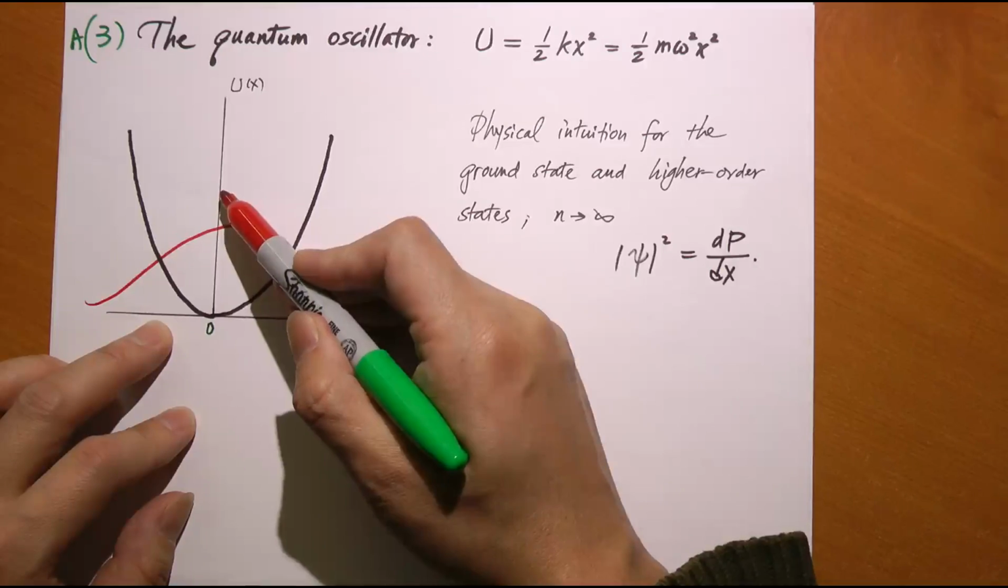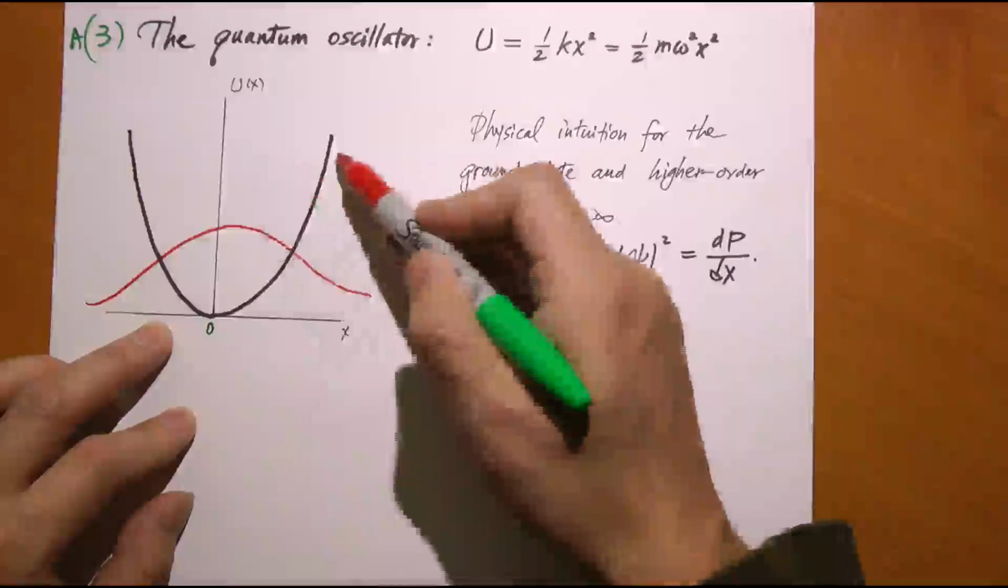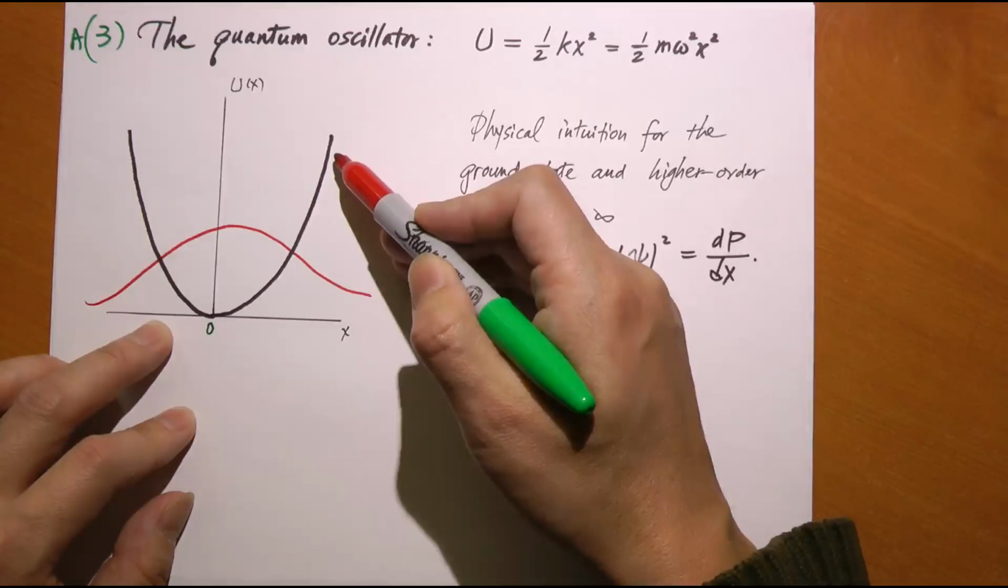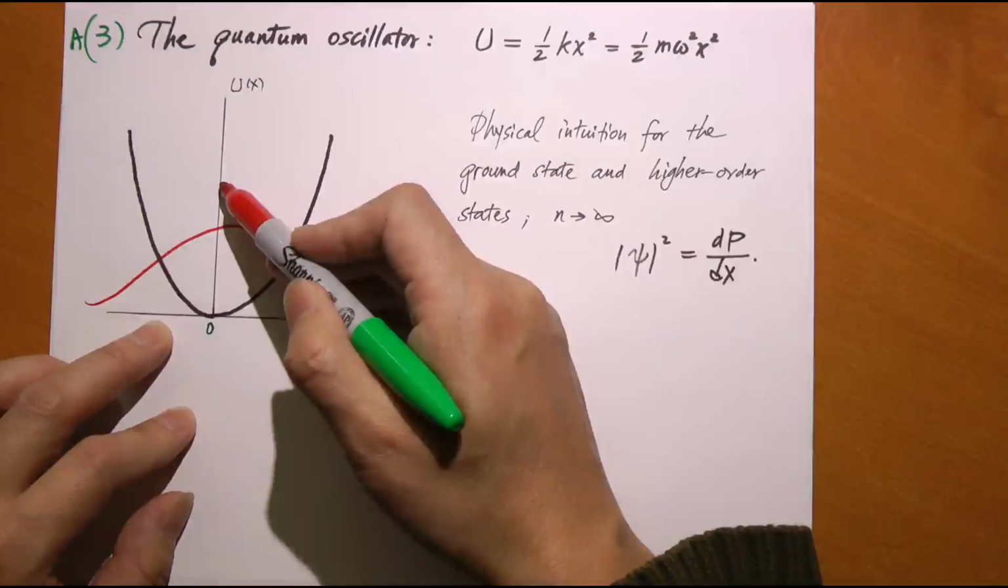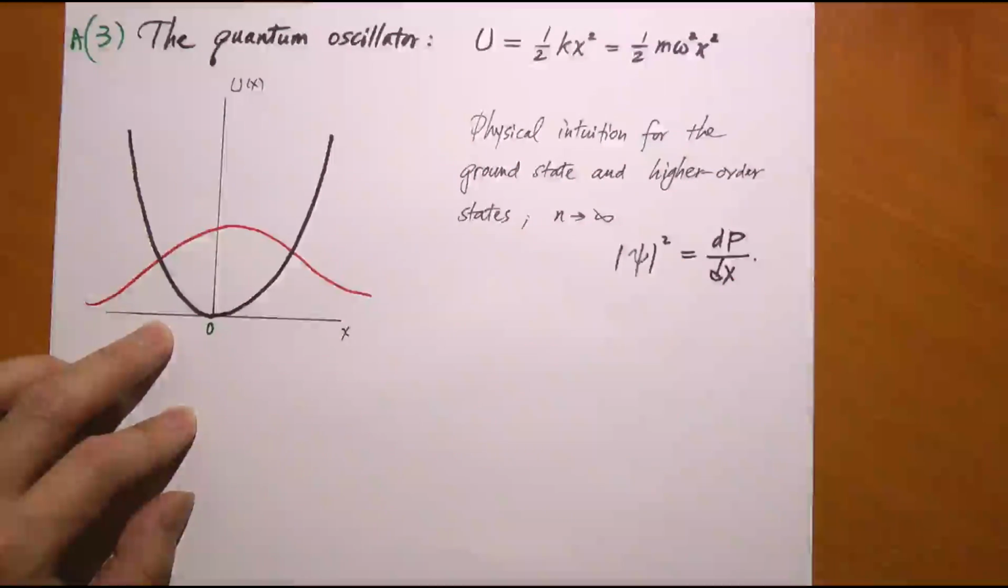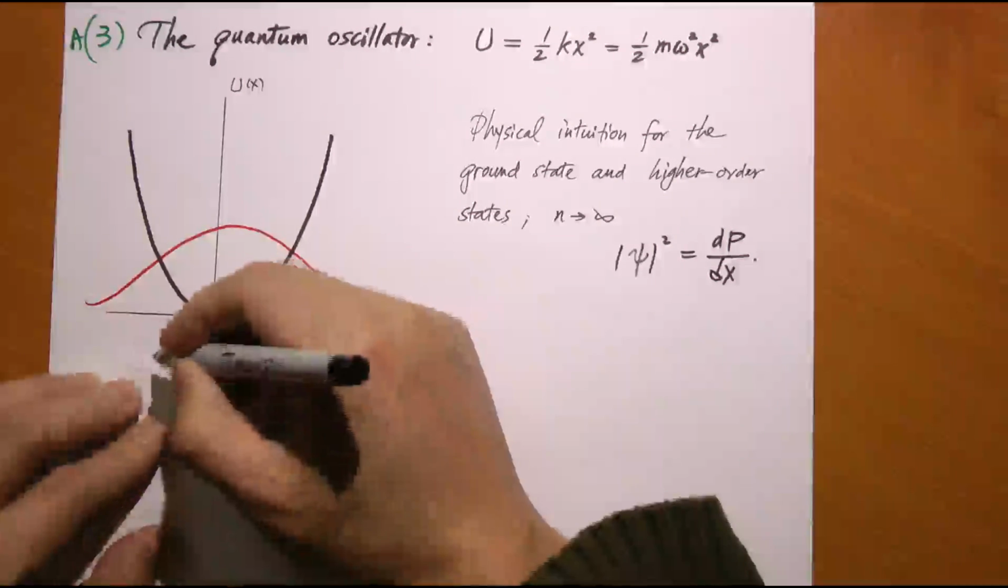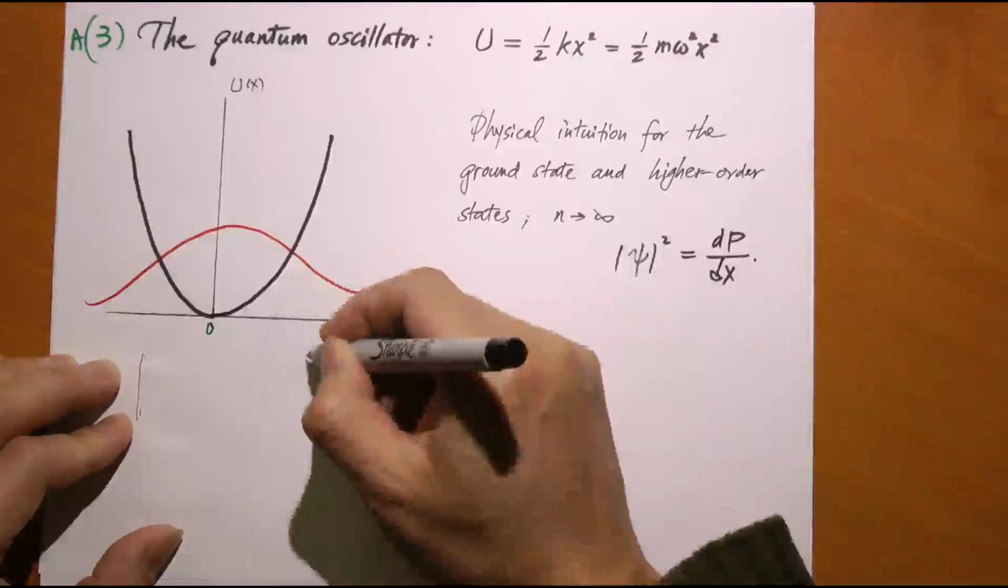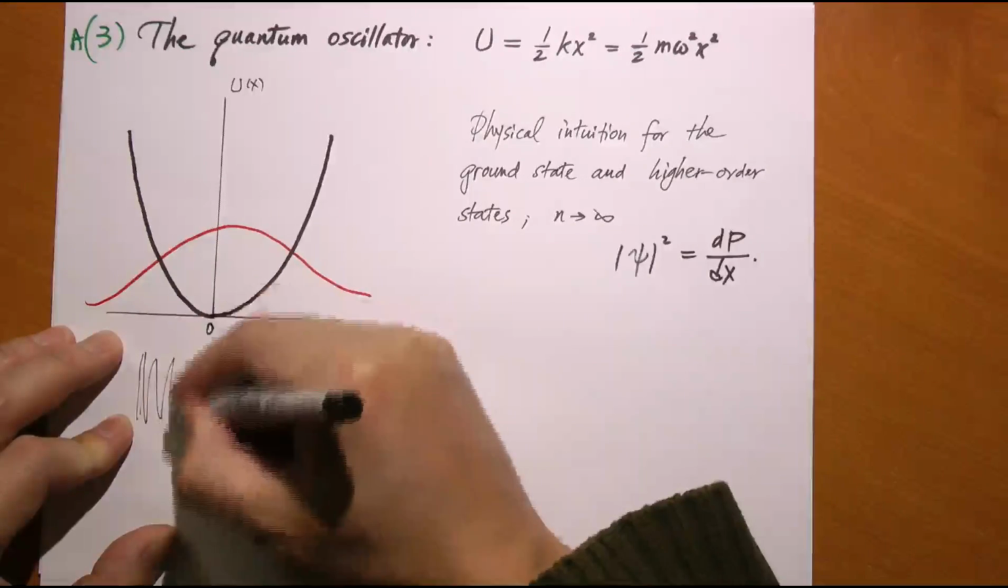Therefore, the wave function should be higher around these two sides near the classical turning points, and should be lower in the middle, with a whole lot of oscillations. So you can expect that when n is very large, the wave function should look very different from this. It should look like this. Here's a turning point. Here's a turning point. It should look like this.